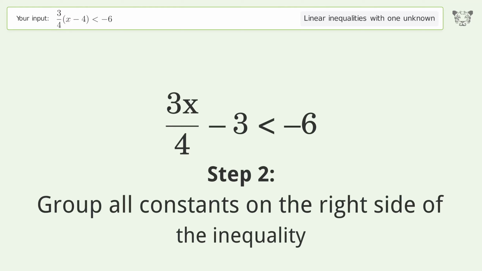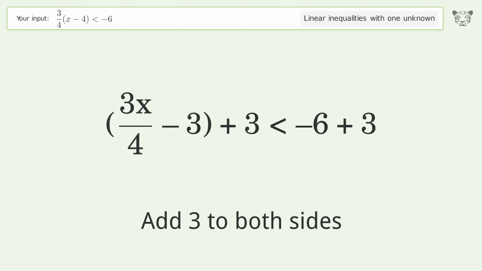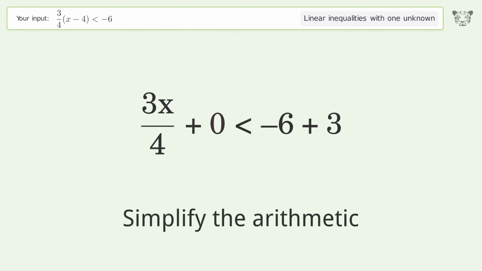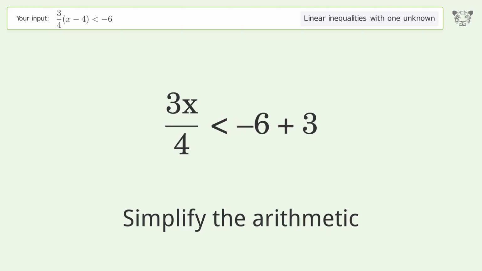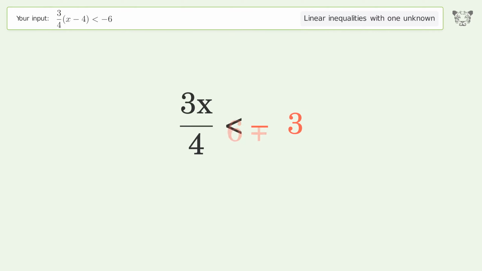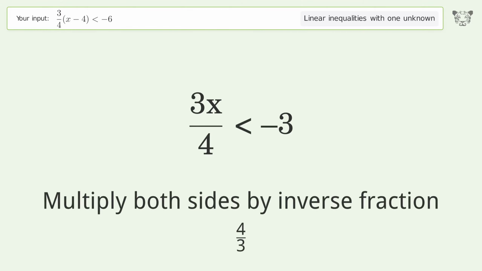Group all constants on the right side of the inequality. Add 3 to both sides. Simplify the arithmetic. Isolate the x. Multiply both sides by inverse fraction 4/3.